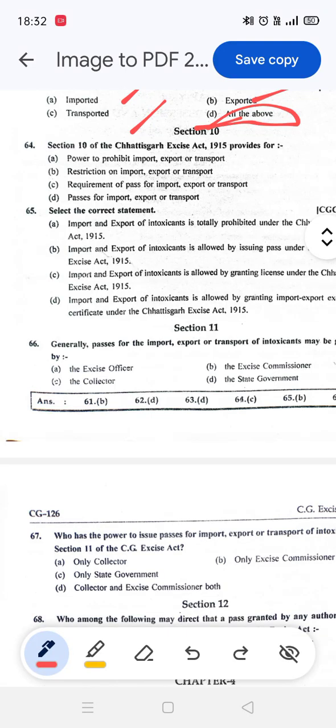Question number 64. Section 10 of the Chhattisgarh Excise Act provides for... So here option C is correct. Requirement for the pass for import, export or transport. Question number 65. Select the correct statement.